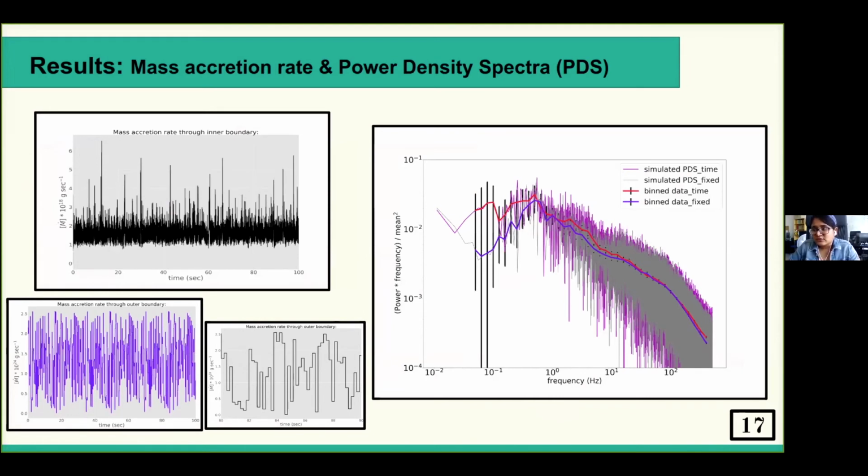Now, these are the mass accretion rate calculated at the inner radii, that is 3 gravitational radii. And the lower one is the mass accretion rate at the outer radii. The right figure is the power density spectra calculated from the mass accretion light curve. We chose the mass accretion rate at the inner radii, and the PDS are further binned logarithmically.